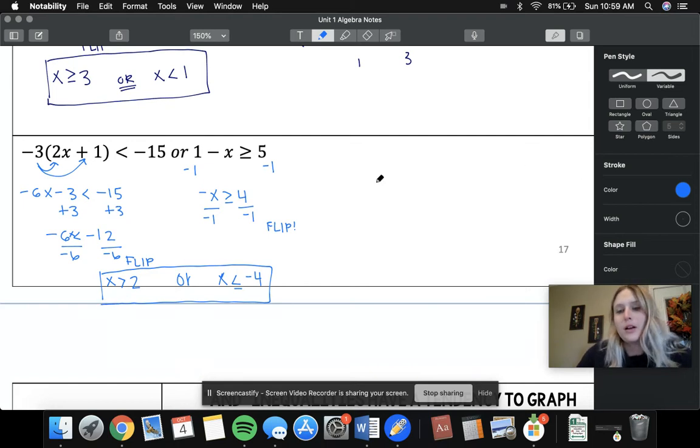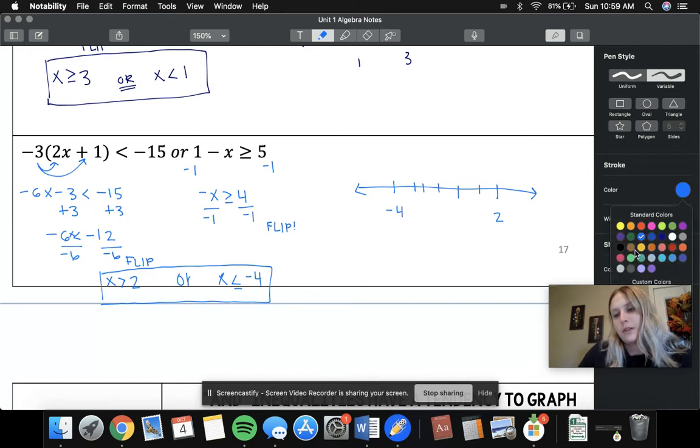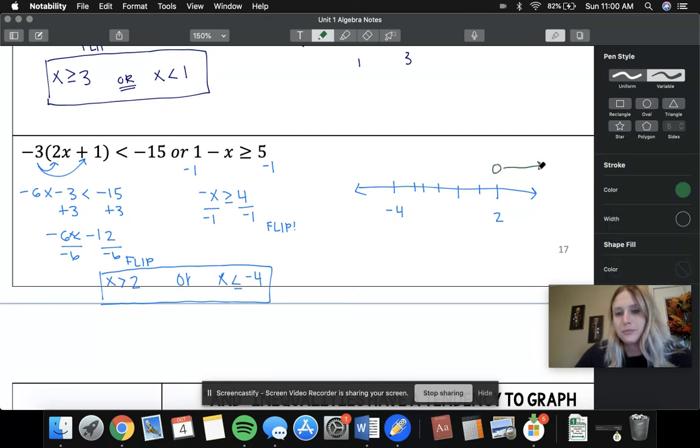Okay. If I wanted to graph what this solution set would look like, I have a number line. I have negative 4, there's 0, 1, and 2. Okay. So for this solution, we have x is anything greater than 2, or x could be anything less than or equal to negative 4. So here is my solution, and here's the graph of my solution.